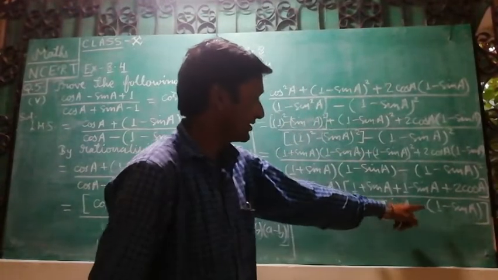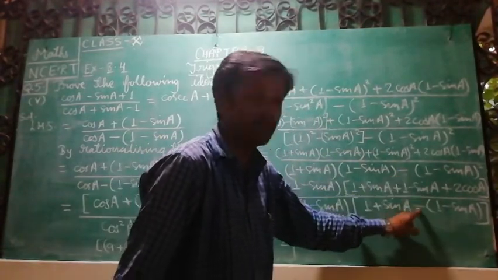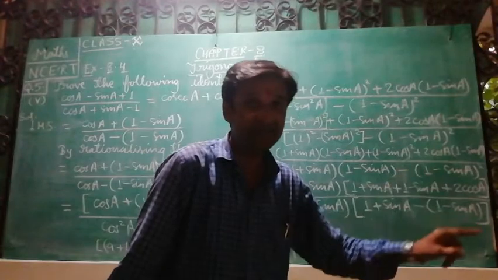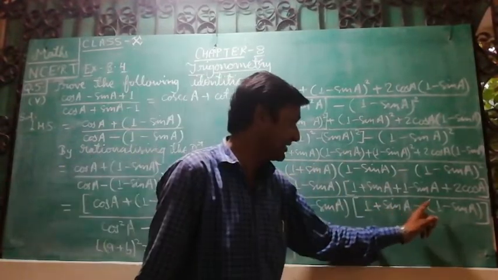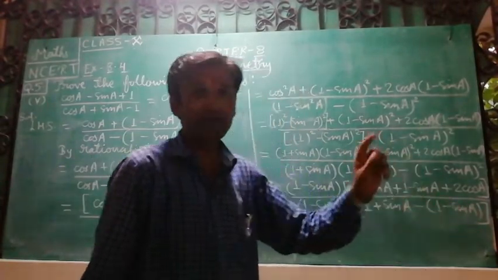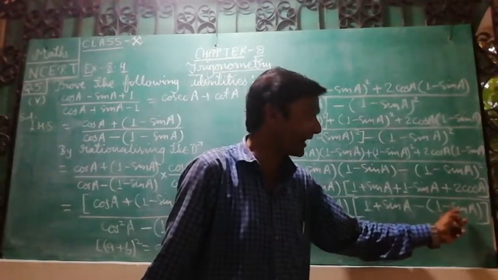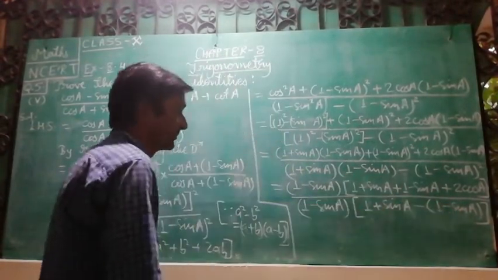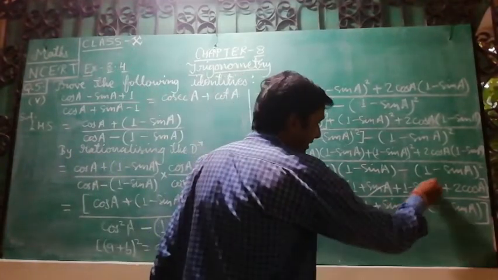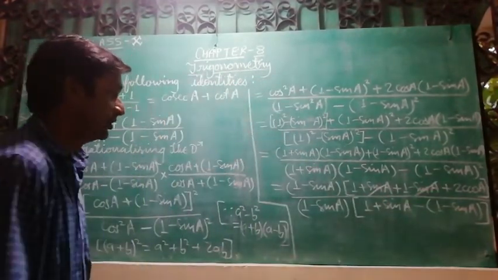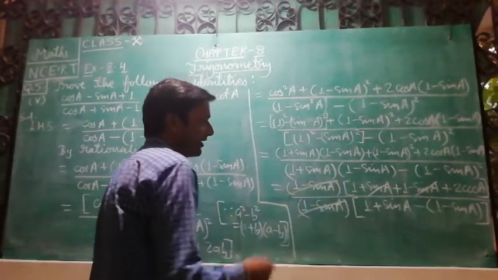Why is the bracket there? Because here it is a minus sign. You remember one thing: if there is a minus sign, then put a bracket if it has 2 terms in the bracket. So you should take the bracket in that case, otherwise a mistake is possible. Now this positive sign and negative sign will be cancelled. This 1 minus sin a is also cancelled by 1 minus sin a.